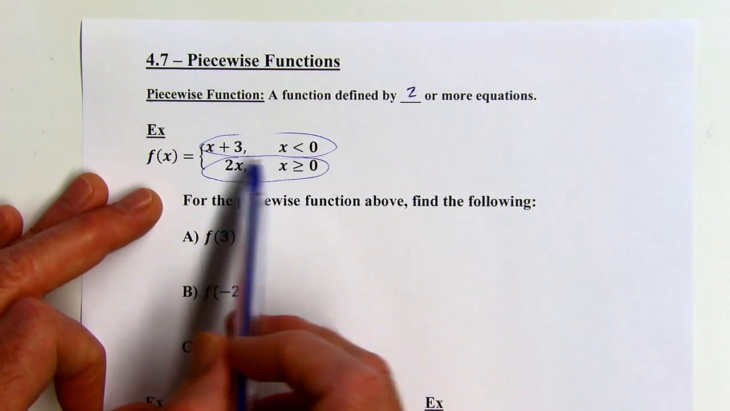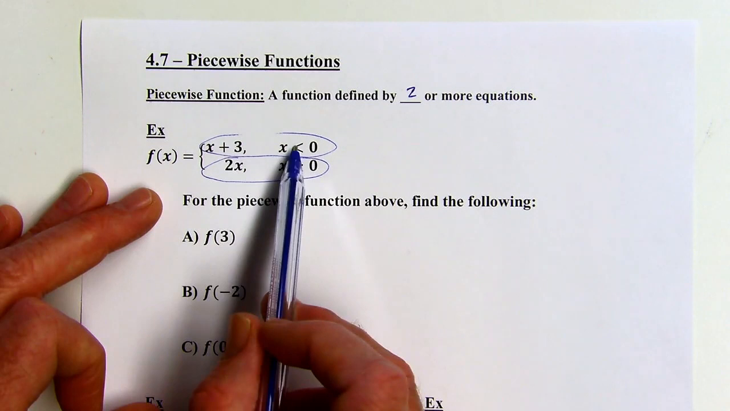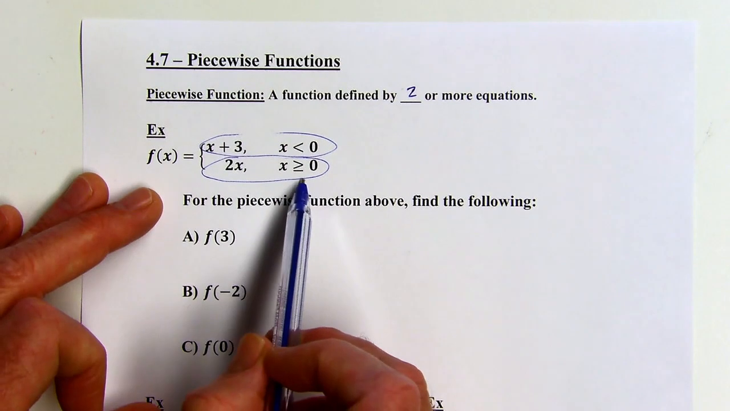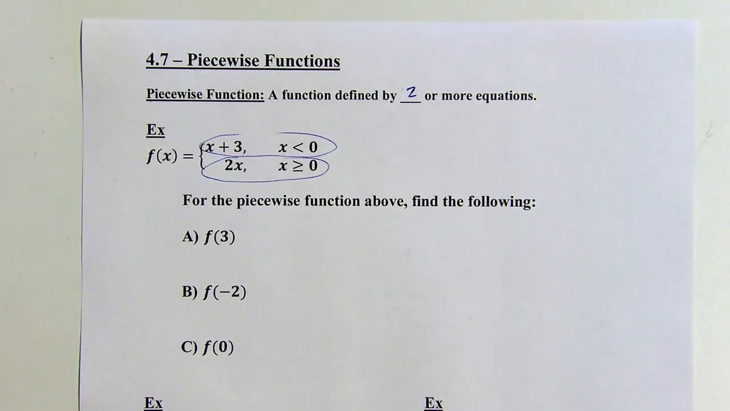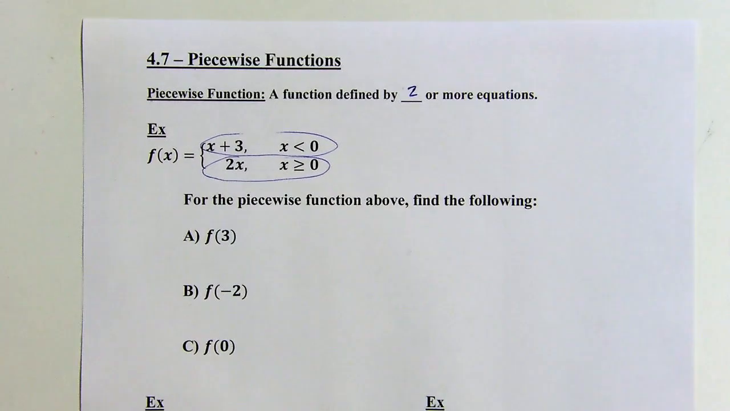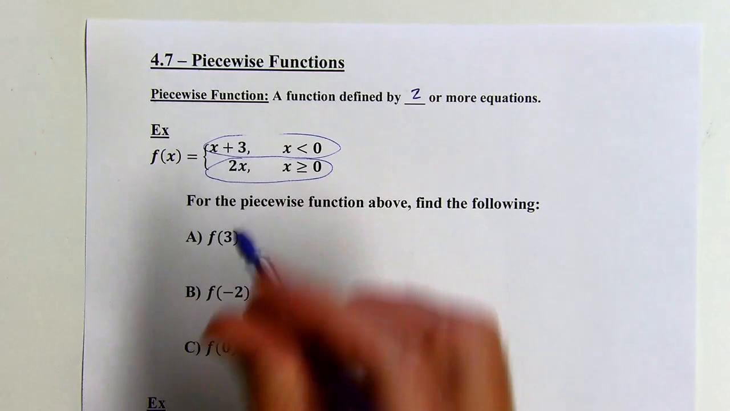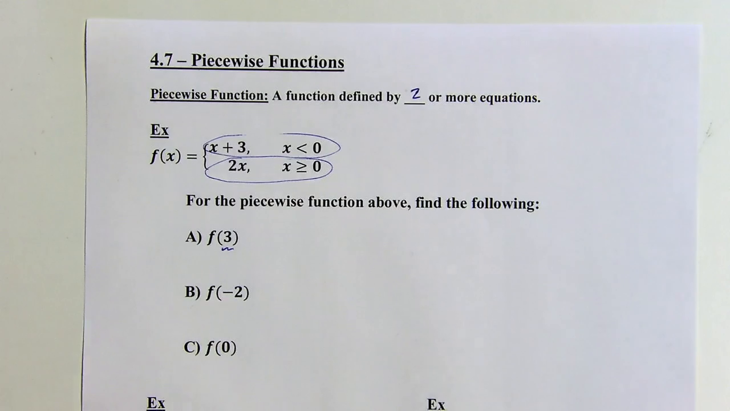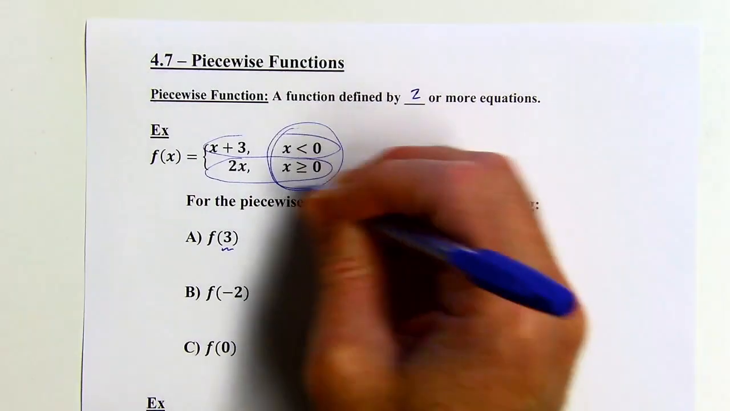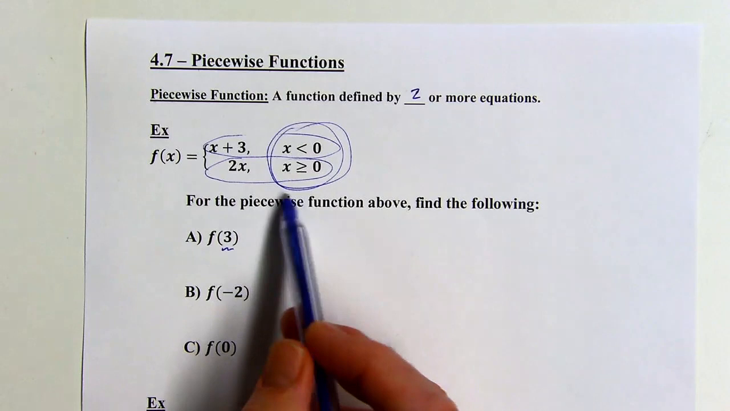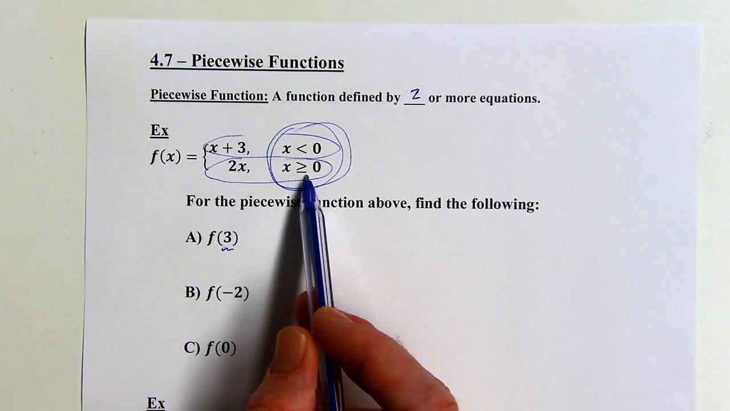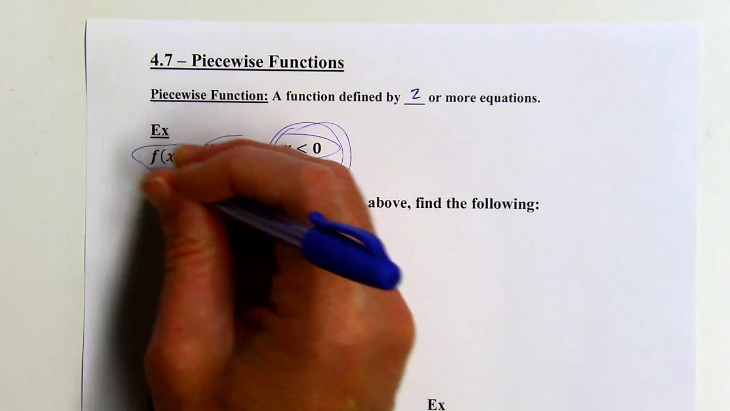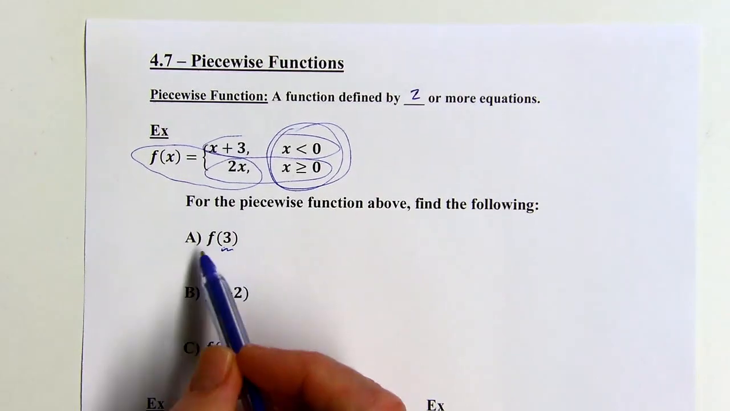If the x value is negative, then we would use the top row there. If the x value is 0 or positive, then we'd use the bottom row. So for the piecewise function above, let's find f of 3 first. My x is 3, so it's got to fall into one of those two categories. 3 is greater than or equal to 0, so I'm going to use the bottom path.